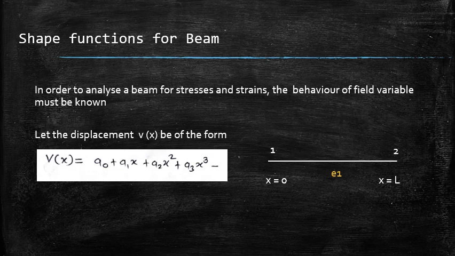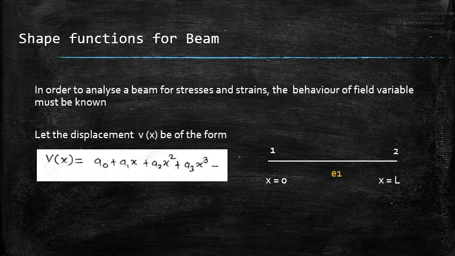So we have taken the displacement model like this: v of x, displacement at any point, is nothing but v. So v of x is equal to a0 plus a1x plus a2x square plus a3x cube. This is basically a cubic displacement model. Now why have we taken the cubic displacement model?